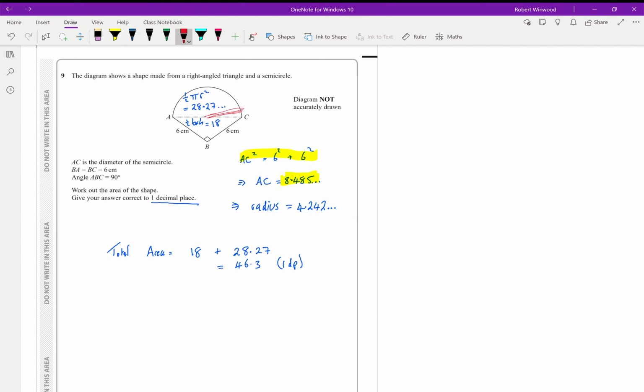So now I know that that length is 4.24. So I can work out the area. The area of a triangle is a half base times height, so half 6 times 6, that gives me 18. The area of a semicircle, well, a whole circle would be pi r squared. So a semicircle is a half of pi r squared, and we know what r is because we've just worked it out. So work out those 2 bits individually and then add them together.